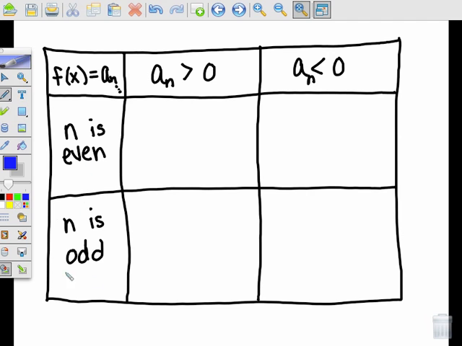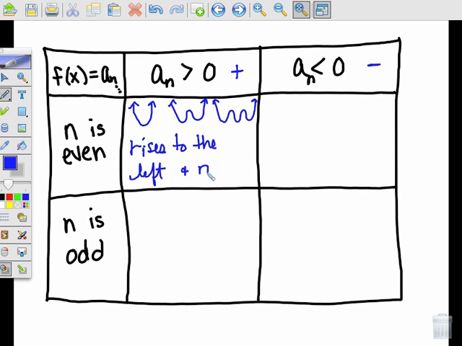Okay, so we've got 2 scenarios here: when n is even or when n is odd, versus if your leading coefficient is positive or negative. All right, this is what the graph would look like. If n is even and my leading coefficient is positive, then the end behavior is like a quadratic. It opens up. A power of 4 might look like this, or 6. You can see the end behavior, both going from negative infinity to positive infinity. They are rising. So it rises to the left and right. You can fill in this table.